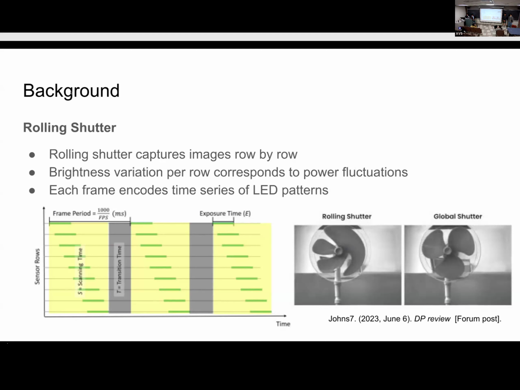What you would expect is a camera with global shutter, which is the illustration on the right, but many systems, even a lot of high quality cameras, use rolling shutter. On the image on the left, you can see directly that each row happens after the row before it in time. So there are brightness variations per row, and those correspond to the LED power fluctuations. Each frame will actually have a different brightness encoding for each row. If you think about images of different rows, each row will have a different brightness level.